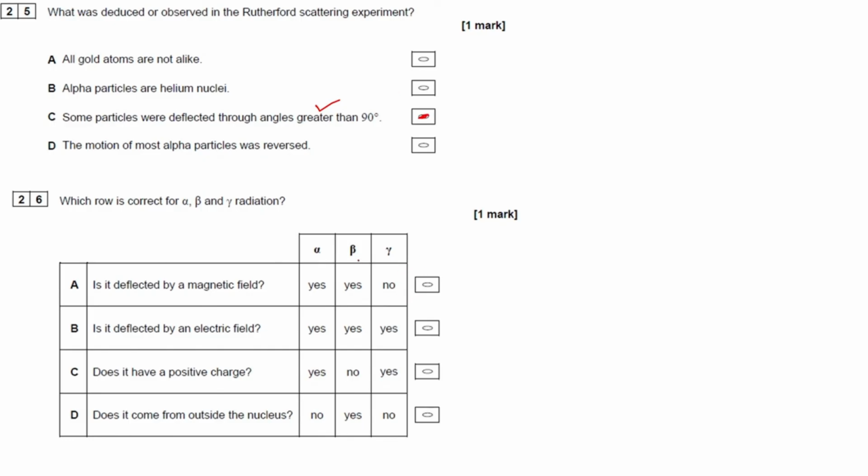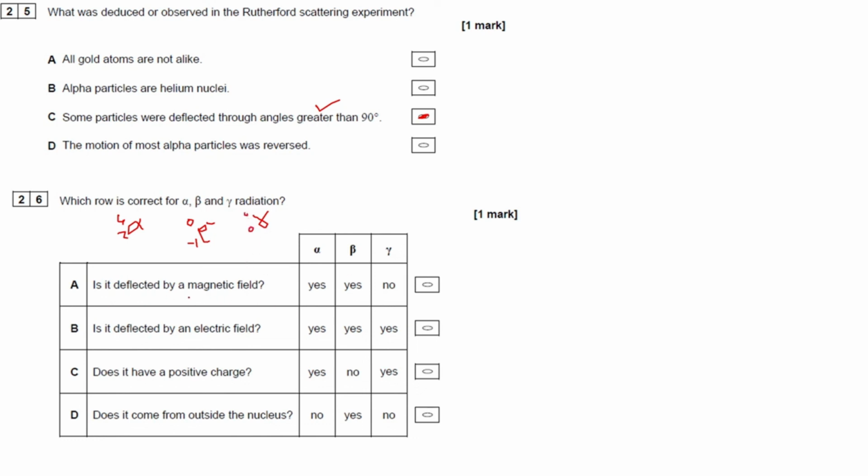Question 26, we're thinking about alpha, beta, gamma radiation and seeing which of these statements might be true. So a little bit about alpha. Alpha is a helium nucleus, so it has a +2 charge. Beta is just a fast-moving electron, so it has a -1 charge, no mass. Gamma is not a particle, it's an electromagnetic wave, or you can think of it as a photon, so it has no charge, no mass. Okay, so I could just write 0, 0 if I want.